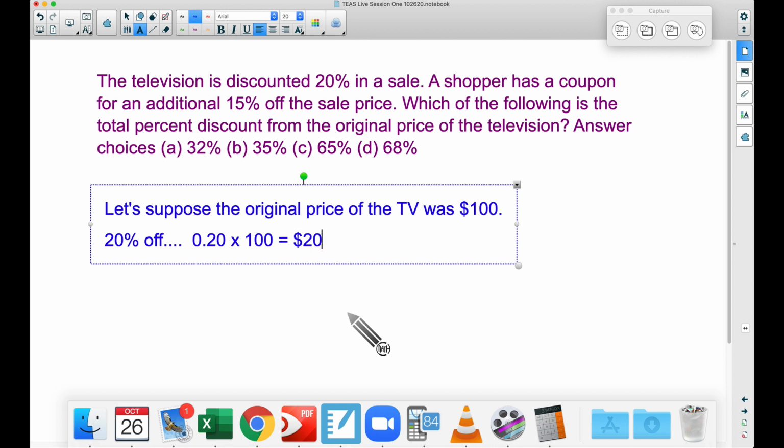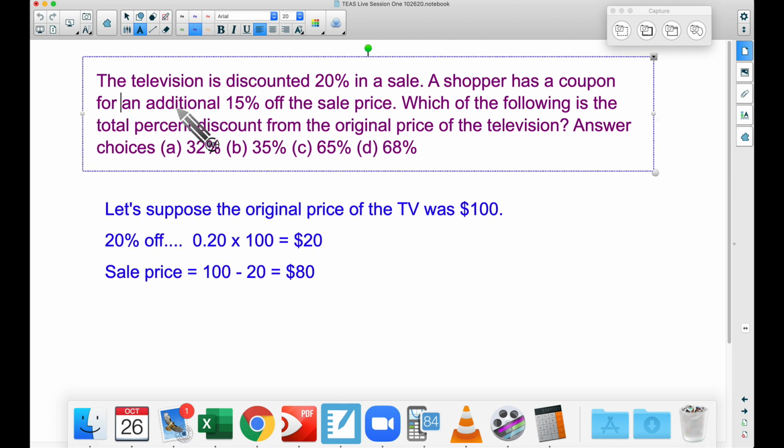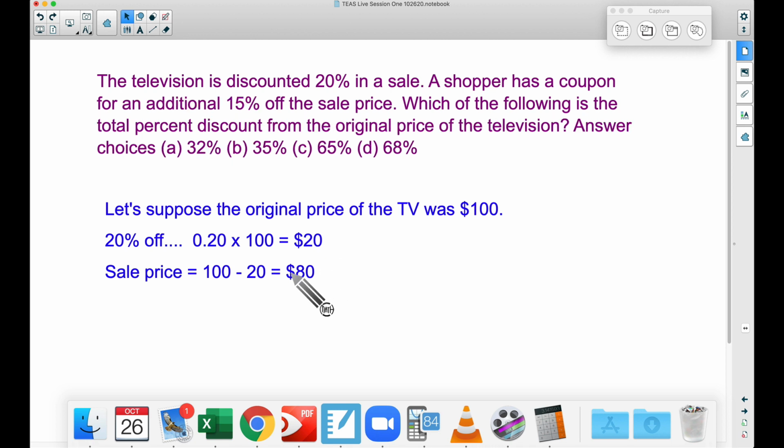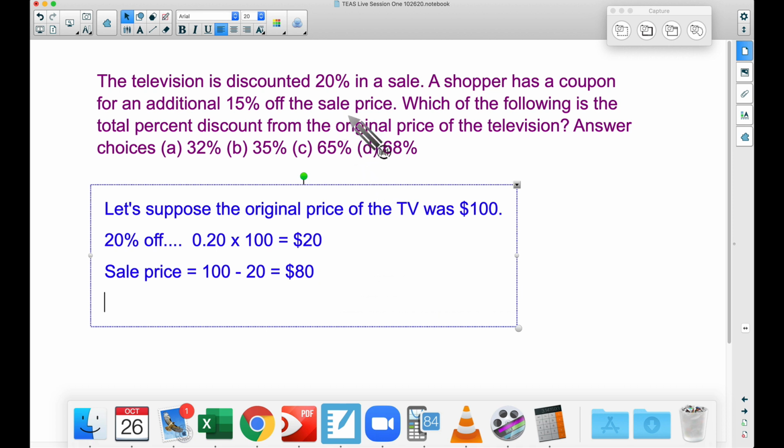Now be careful. This is not how much the TV is on sale for. This is the discount. So right now, the sale price is going to be equal to $100 minus that $20 discount. So we're talking about $80 for this TV with a 20% discount. But now we have the next part. A shopper has a coupon for an additional 15% off the sale price. So sale price, $80, 15% off of that sale price.